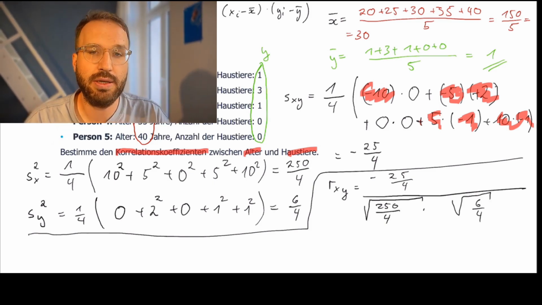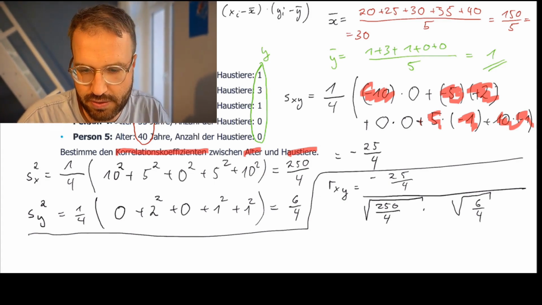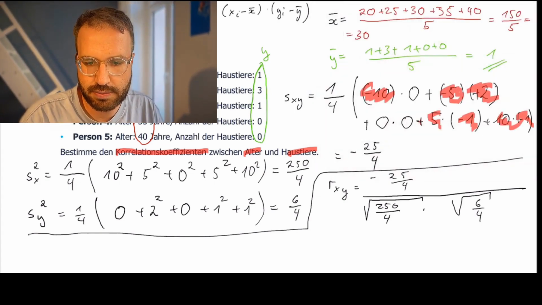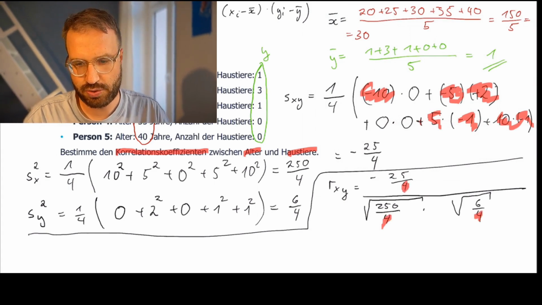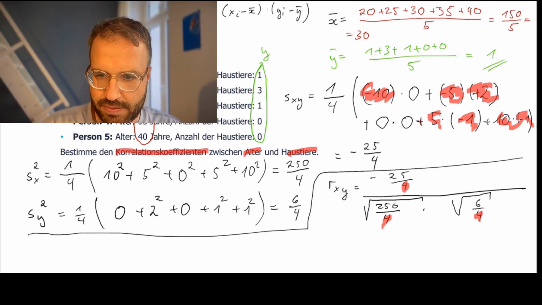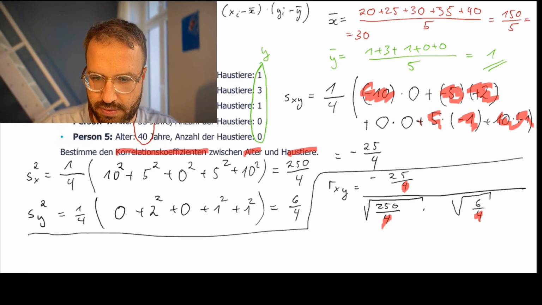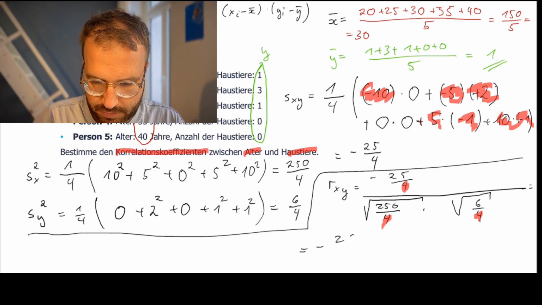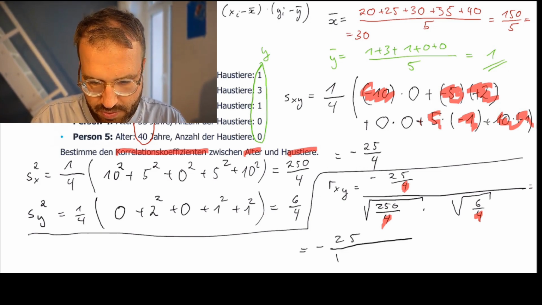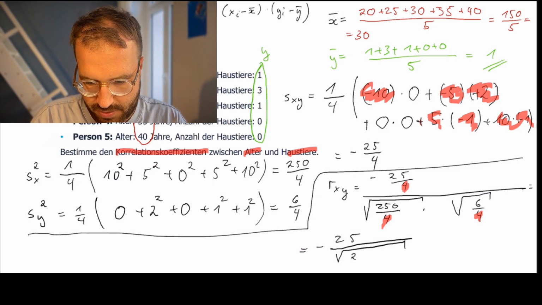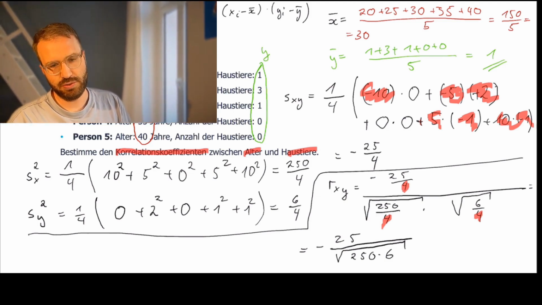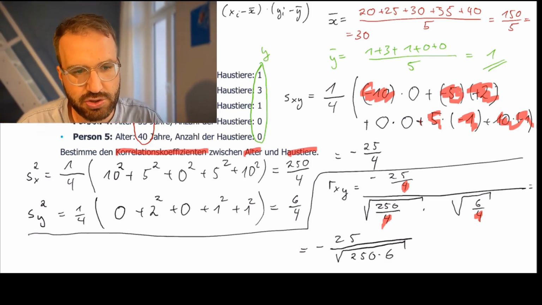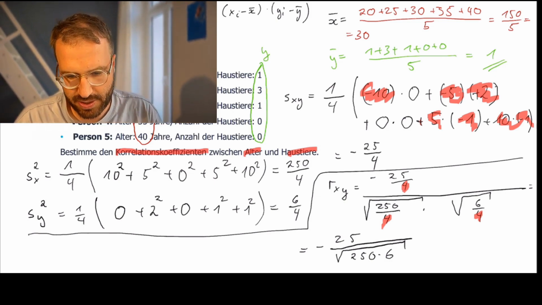And I already mentioned earlier that we don't want to eliminate the 4, because what we see now is that we have the square root of 4 times the square root of 4, which then becomes 4, and this cancels out with this 4, so that we end up with a value of 25 divided by the square root of 250 times 6. Okay, and now one could of course make various calculations, but I don't want to do that. Even in the exam, that would be completely sufficient for you.